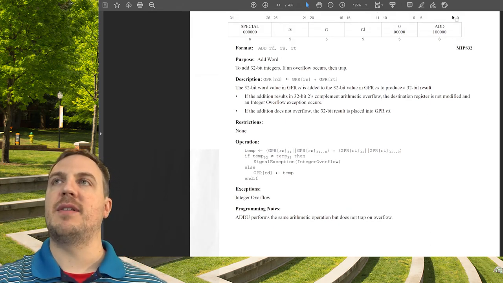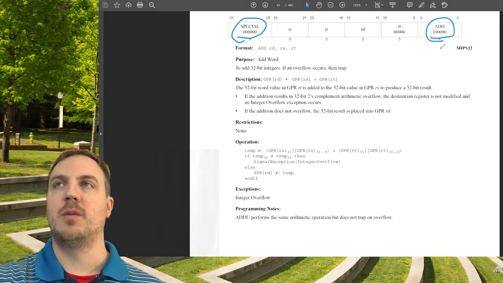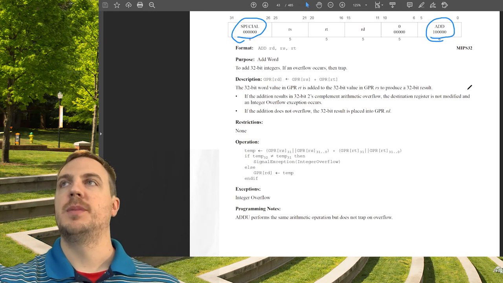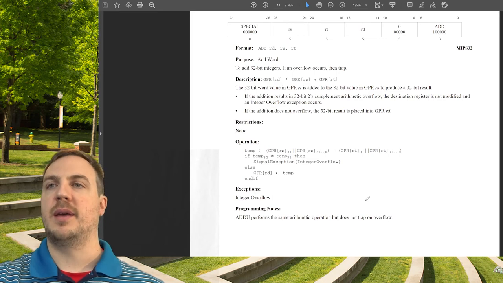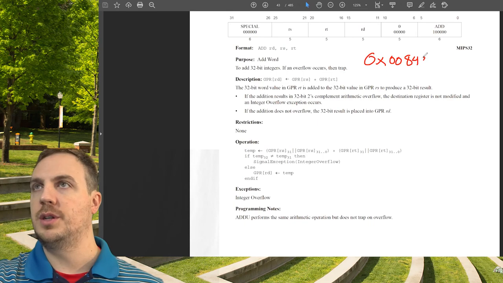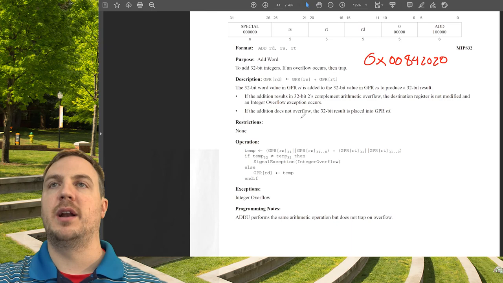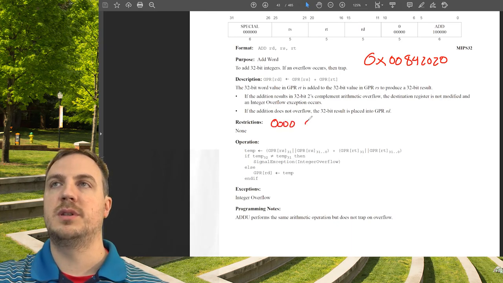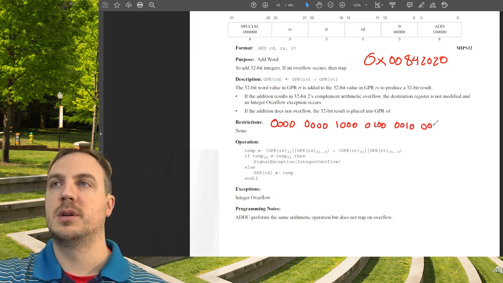Okay, so this is what we've got here. You can see that they've actually encoded here the special opcode 000000 and then the add opcode, which is 100000. So let's go ahead and redraw our number and see if we can decode RS, RT, RD. Remember, our number is 0x00842020. Now we'd convert this first into binary. So that's going to be 0000, 0000, 8 is 1000, 4 is 0100, 2 is 0010, 0000, 0010, 0000.